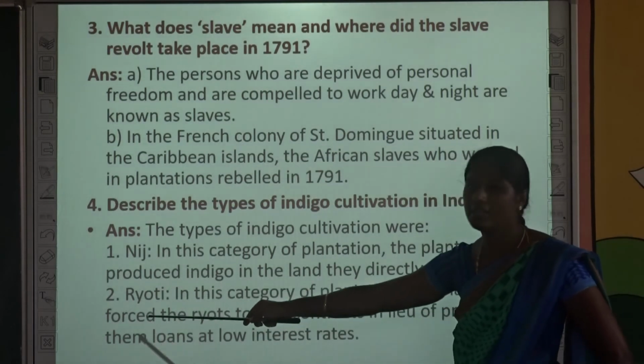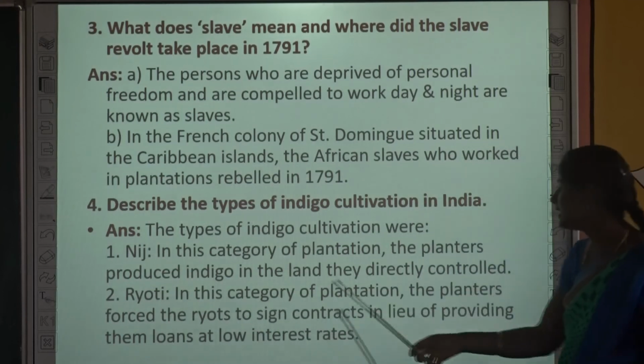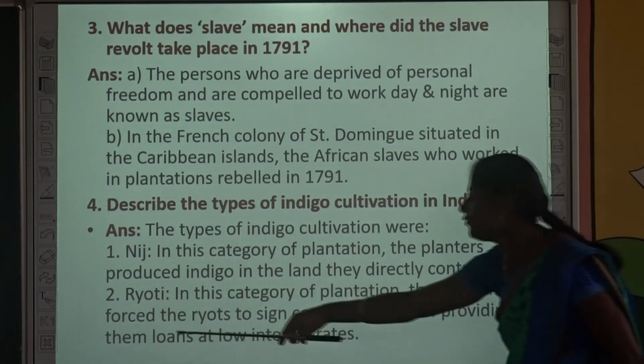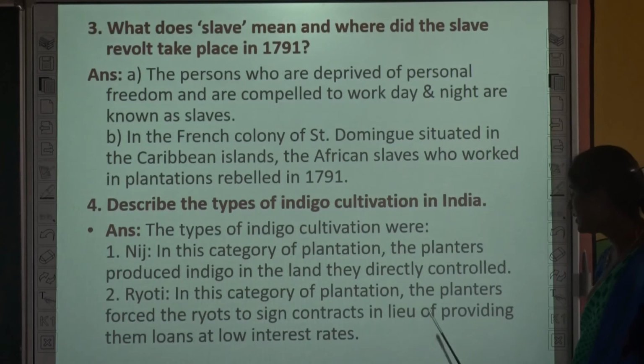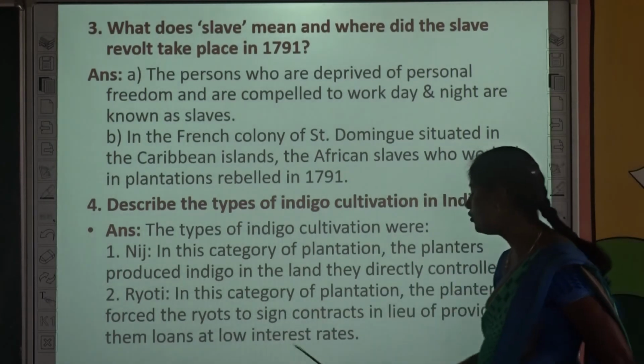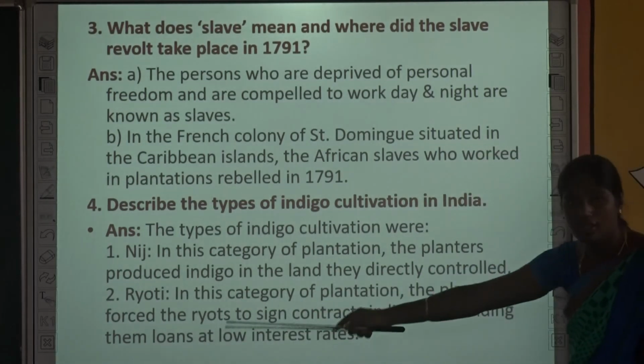So nij cultivation means the person who has their own land cultivating indigo. And the second one is ryoti. Ryoti means in this category of plantation, the planters force the ryots to sign contracts in lieu of providing them loans at low interest rate. So what is ryoti?